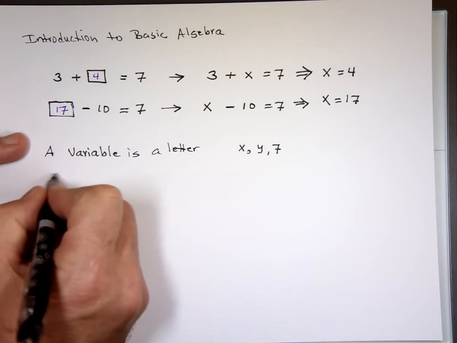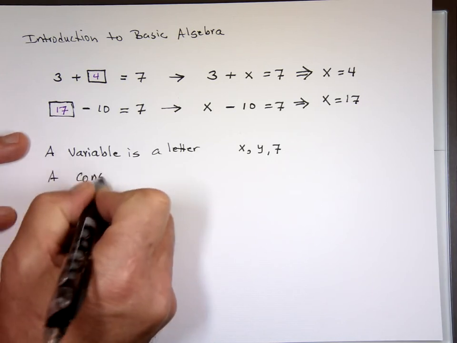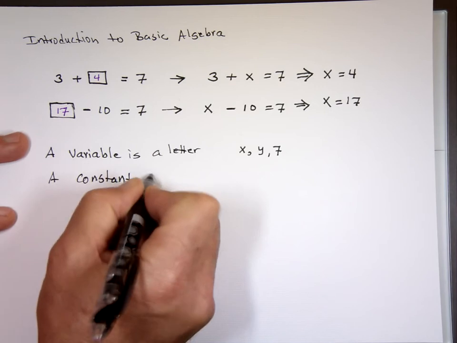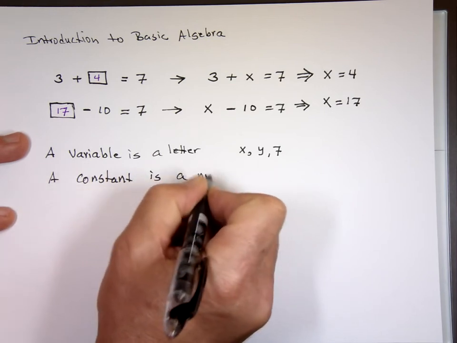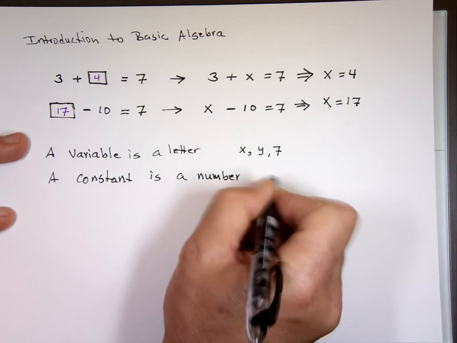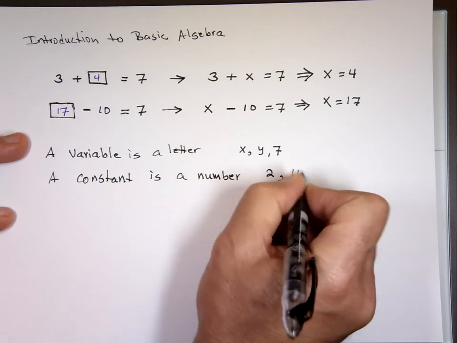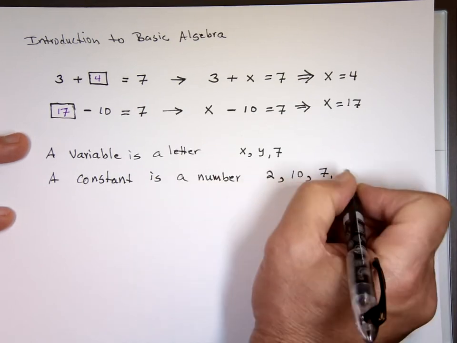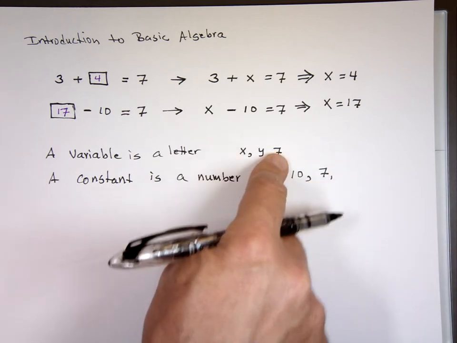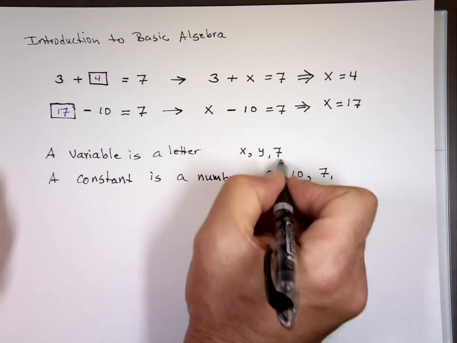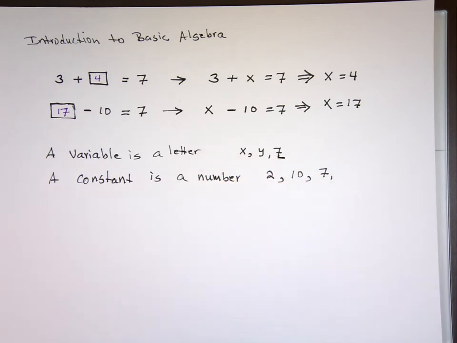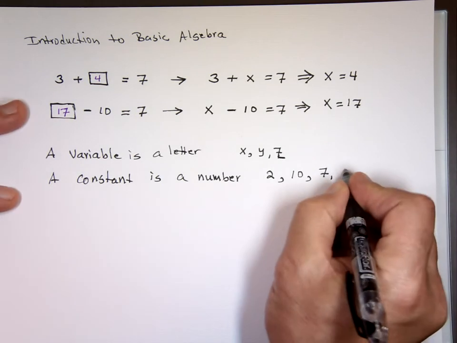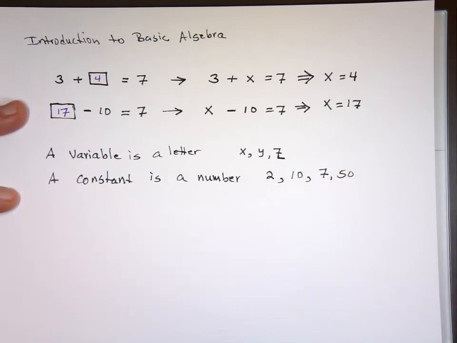A constant is a number. When you say 2, that's a constant. 10 is a constant. 7 is a constant. Oh, I don't know why I wrote 7 here. A variable is a letter there. I meant z here: x, y, z. So those are constants. The value of them doesn't change. It's always the same. Any day you look at it, the 2 is going to be a 2, in the morning, at night, whatever the case.